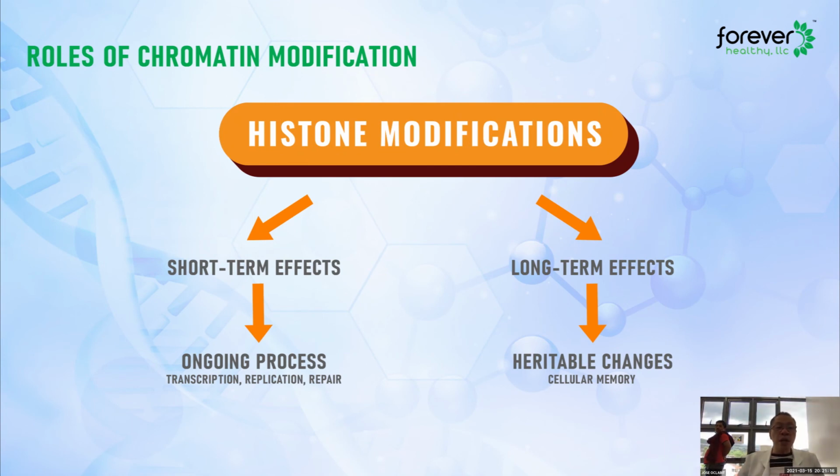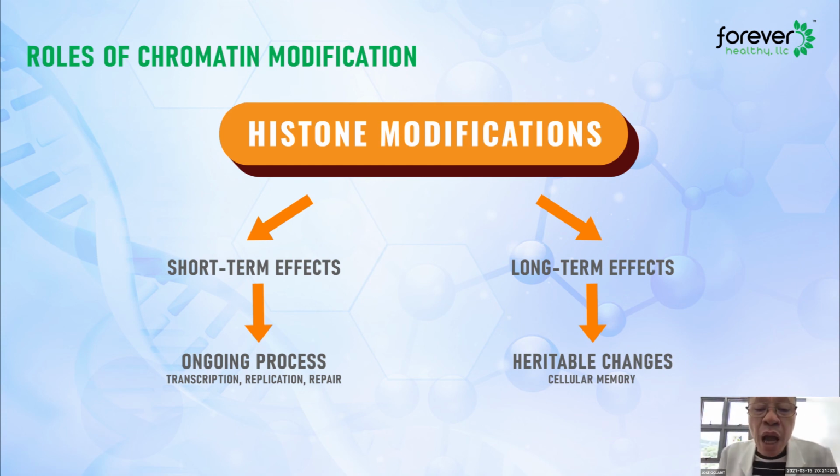It has long-term and short-term effects. The short-term effects are ongoing processes like transcription, replication, and repair. That is a short-term effect. But the long-term effect of this histone modification by our immunogen inductors can be inherited.